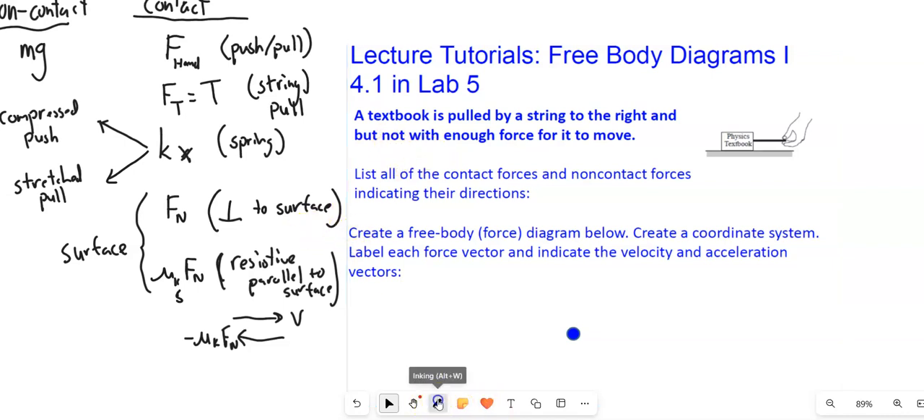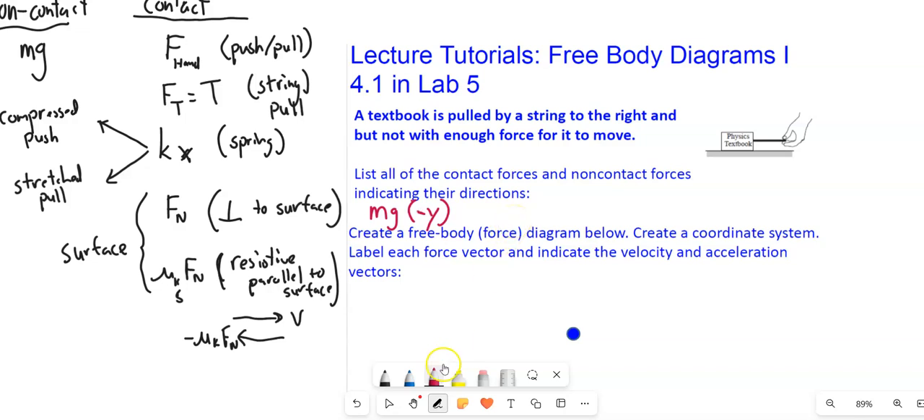So let's go ahead and start off by reading it. A textbook is pulled by a string to the right. So you see the hand pulling a string to the right, but it's being pulled but not with enough force to actually move it. Okay? So first thing that we are going to do is list off the non-contact force and get that out of the way. That way we can concentrate on everything that is physically touching the textbook. So mass times gravity, that always works in the negative y direction. Okay, that's always pointing straight down towards the bottom of the page.